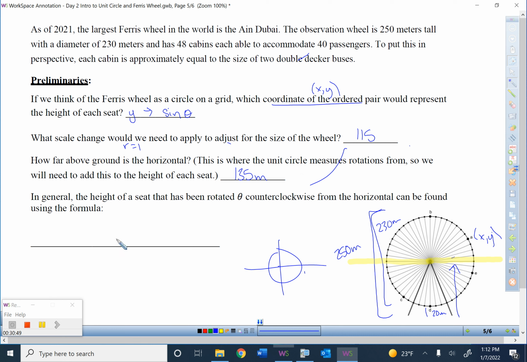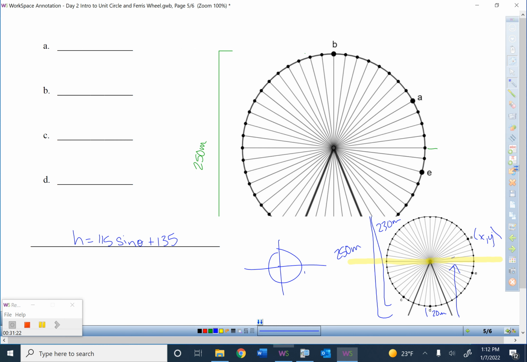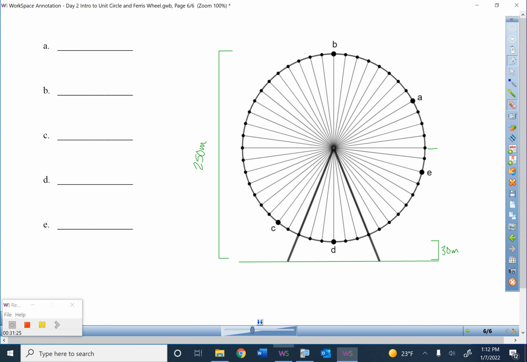Okay? So when we talk about these two things in combination, their scale changes and translations, we can write an equation. I know my parent function happening here is sine theta because that was what we talked about up here. A scale change often shows up in the front because we're multiplying, and a translation often shows up at the end as a plus 135. And that will give us the height of any seat as long as we know our theta is starting from that horizontal and going around. So, to answer some questions here, we want to just be able to look at the seats they are giving us and make sure we know where they are in reference to that horizontal.